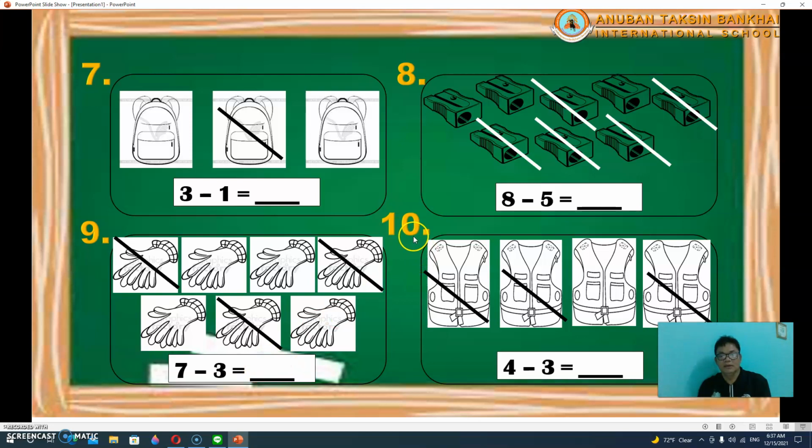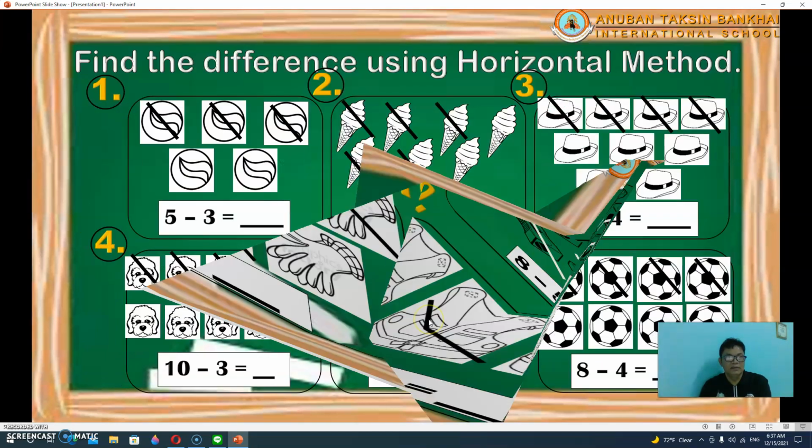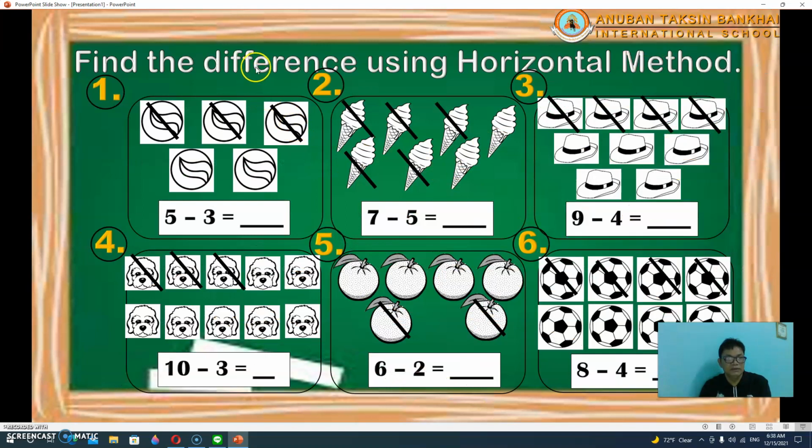Okay, the last one, number 10. What are these? Vests. Okay, vests. So how many vests are there? 1, 2, 3, 4. Okay, minus 1, 2, 3. So 4 minus 3 equals how many? 1. Correct. Okay. So we're going to practice this also.